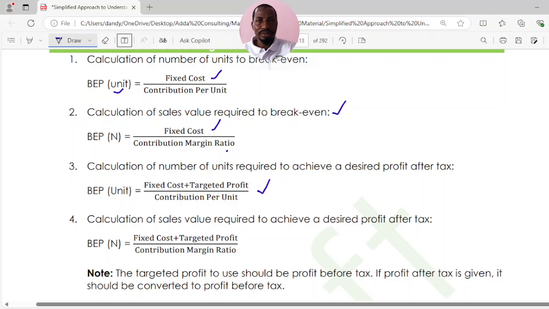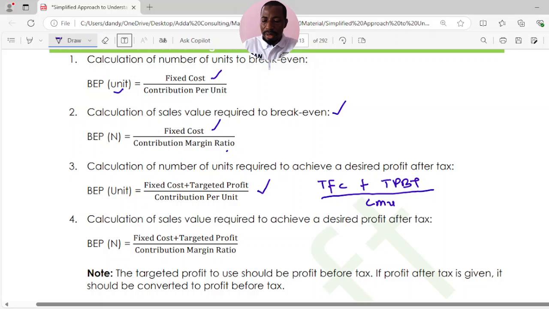Your total fixed cost, all you need to do is to sum up all the fixed costs. You can have fixed marketing expenses, fixed admin expenses, insurance, depreciation, all the fixed costs that you have. Add all of them together. That will give you the total fixed cost. Once you have that, you add it to the targeted profit before tax. Ordinarily it should be total fixed cost plus targeted profit before tax. All right, then divide by contribution margin per unit. So this will give you break-even point in unit.